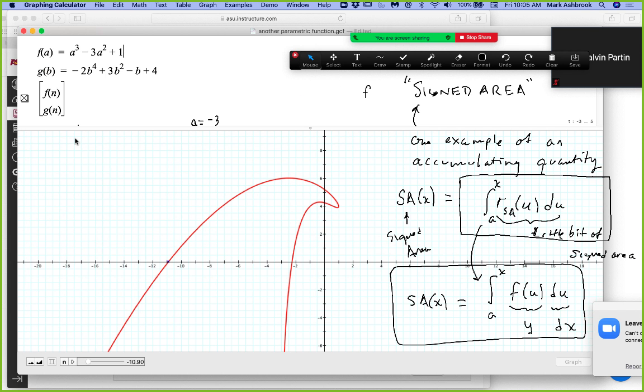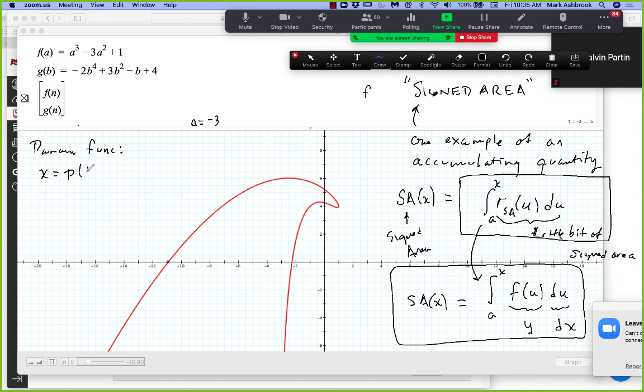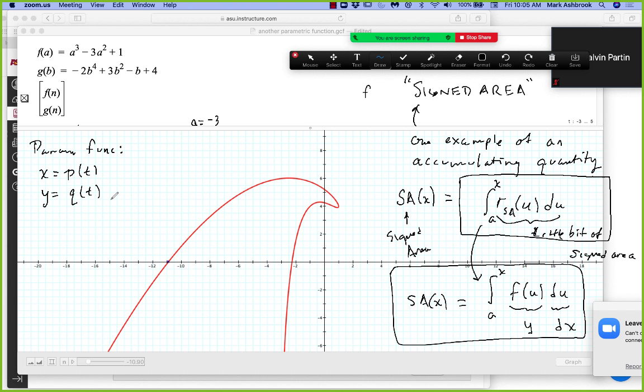So, what is our parametric function? Instead of using f and g, because I'm using f for the y value, let's say that our parametric function is x equals p of t, and y equals q of t. Is that fair? So there's my parametric function. x is a function of t, and y is a function of t, and these given values of t generate ordered pairs that we graph in the normal xy plane.